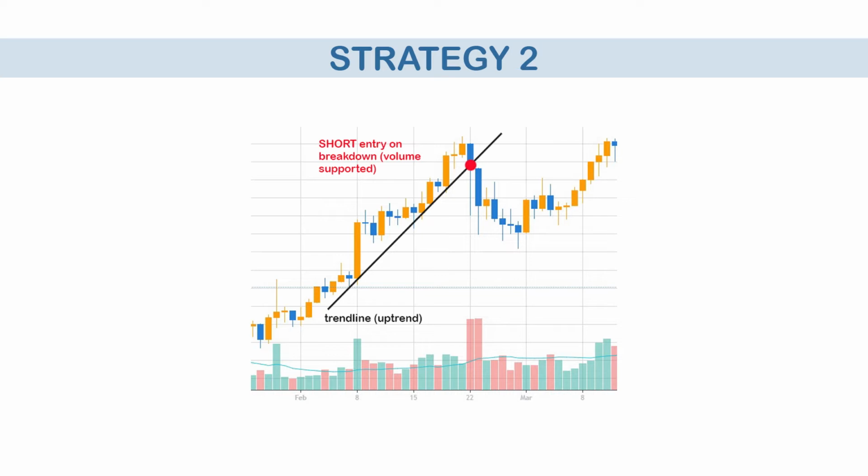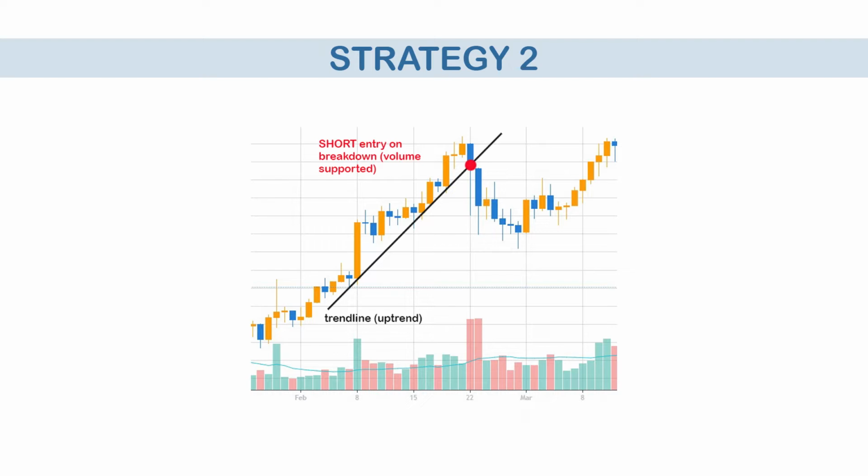Strategy 2. This strategy also utilizes candles, trend lines, and volume. Very clearly visible uptrend, broken with high volume movement. A perfect short entry. Usually, the stop loss here would be the upper body of the breakdown candle. The same goes for a downtrend and a long entry.